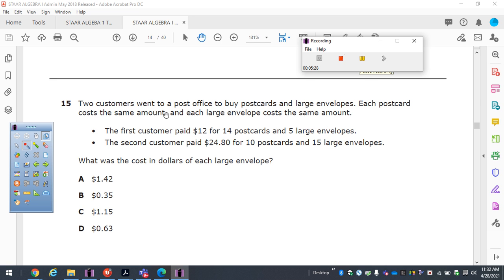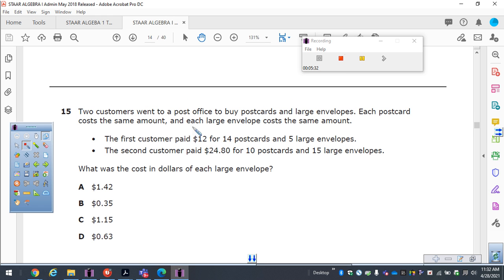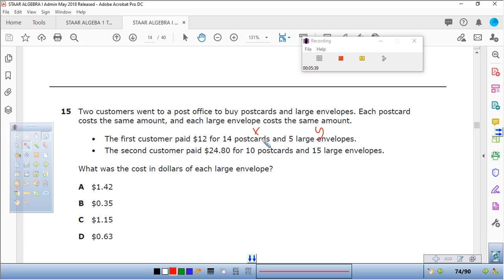Okay, so two customers went to a post office to buy postcards and large envelopes. Each postcard costs the same amount, and each large envelope costs the same amount. So those are your two things, guys, X and Y. Okay, I'm going to go with X because they put that on first. X goes first. That's it. Okay, so we're going to come out here and go 12. The first one is equal to 14X plus 5Y. Next one is 2480, my bad. 2480 is equal to 10X plus 15Y.